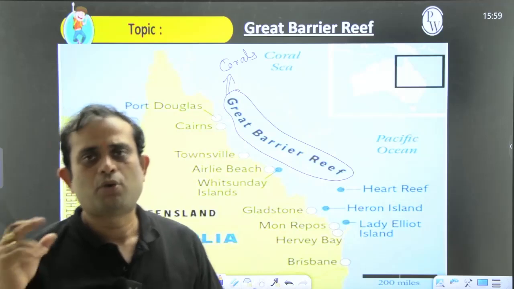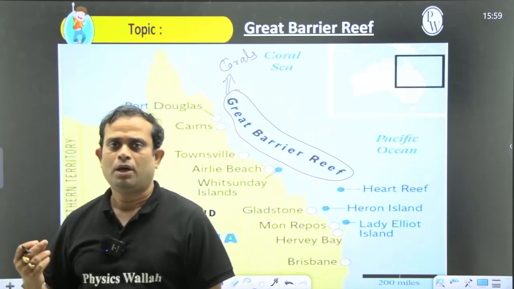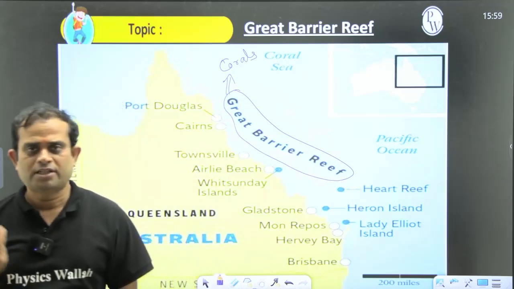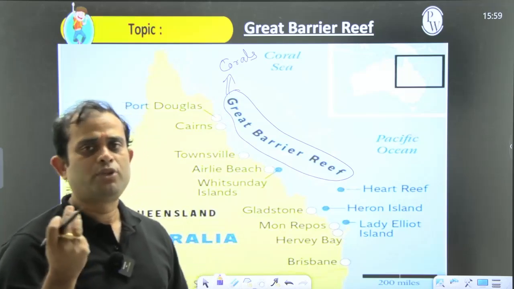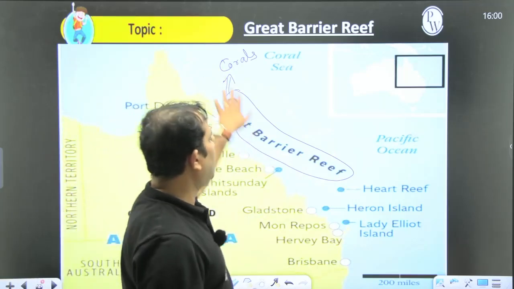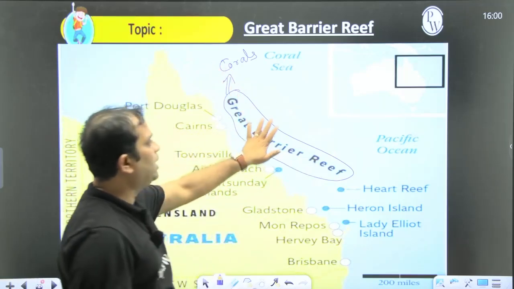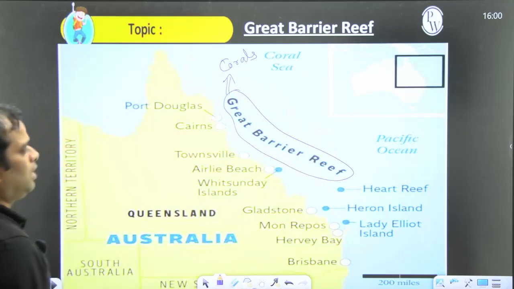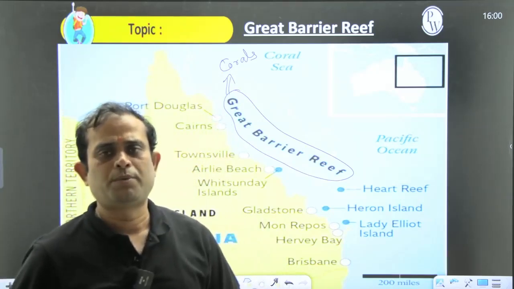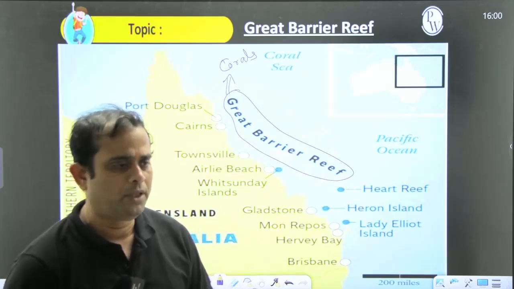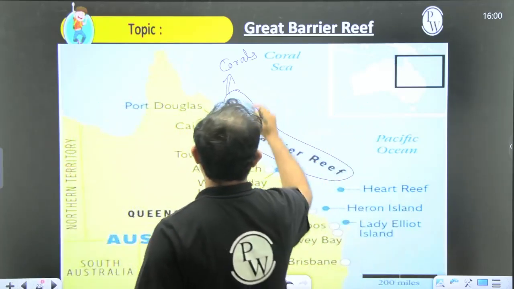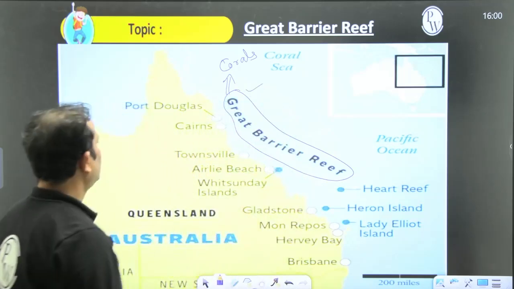Coral, we can say, is a tiny polyp. It is a marine organism, a very small marine organism. This is entirely the Great Barrier Reef. The Great Barrier Reef is one of the great tourist attractions in Australia. Many tourists from every corner of the world come to Australia to see the Great Barrier Reef.